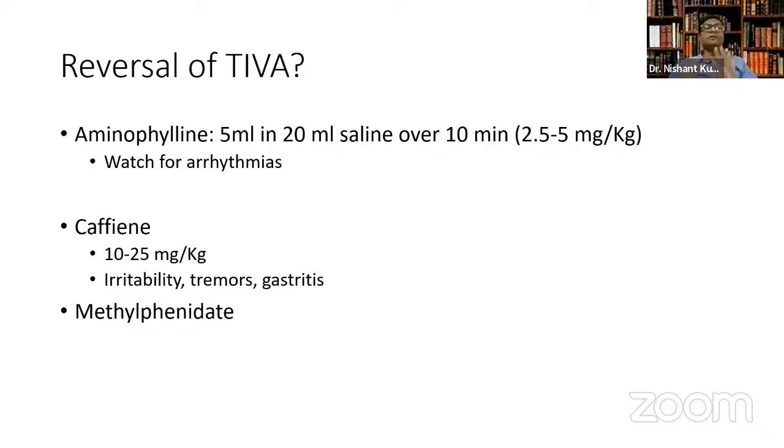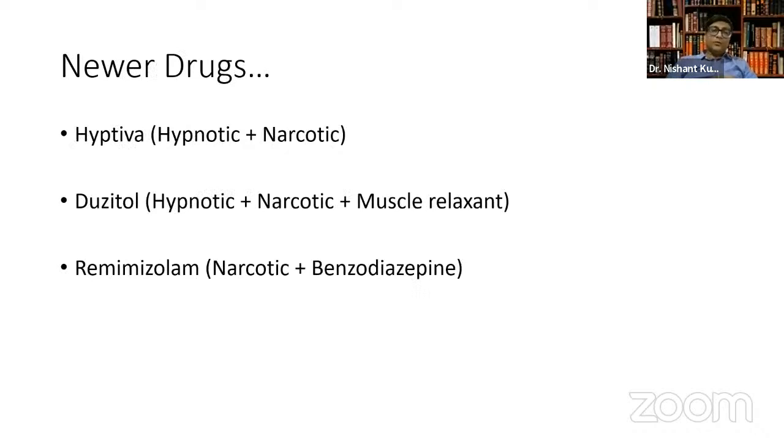But again, these are anecdotal and case reports. There is no study that I can give you and recommend its use or guidelines for its use. Some newer drugs are coming, which are hypnotic and narcotic, so instead of two infusion pumps, a single drug will do the trick, something like ketamine or etomidate. Dezocine, which is a hypnotic, narcotic, and muscle relaxant. So you don't even require muscle relaxants. Remimazolam has already come into the market, which is a narcotic plus benzodiazepine.